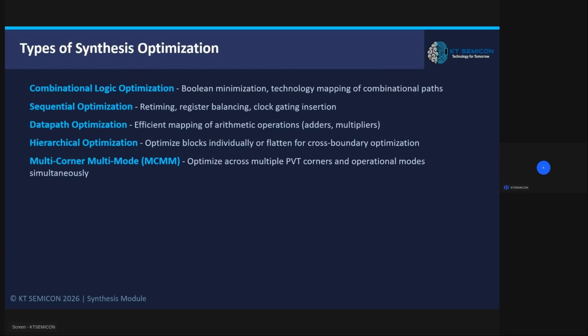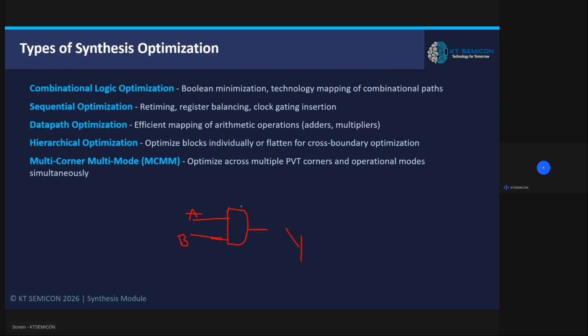So when we are doing the synthesis, I told you, we are doing it for optimization purposes. So these are the different kinds of optimization. The first one is combinational logic optimization, which means we have one AND gate. For this AND gate, A and B are the inputs and Y is the output.